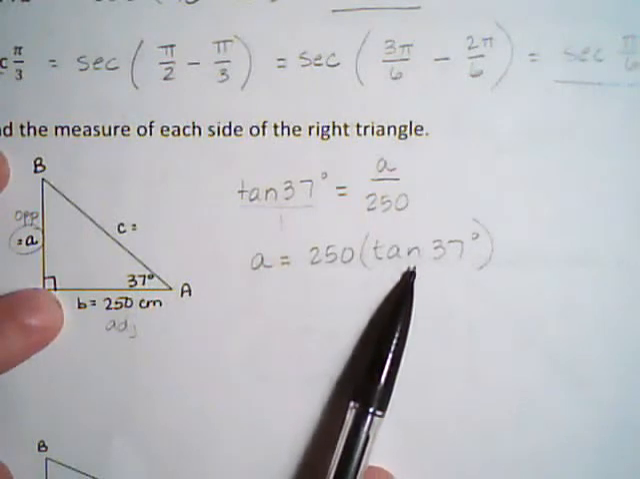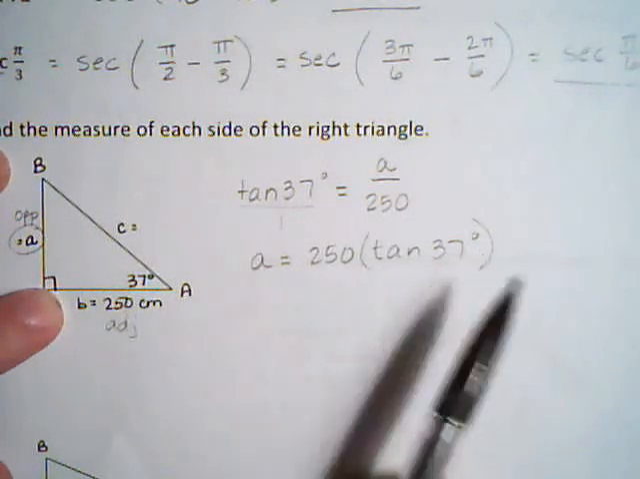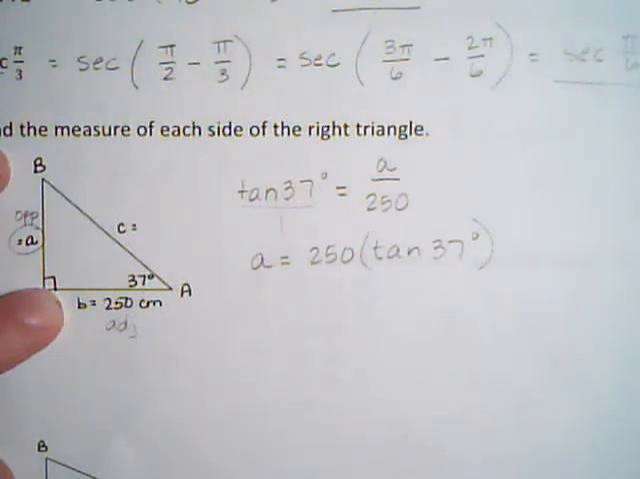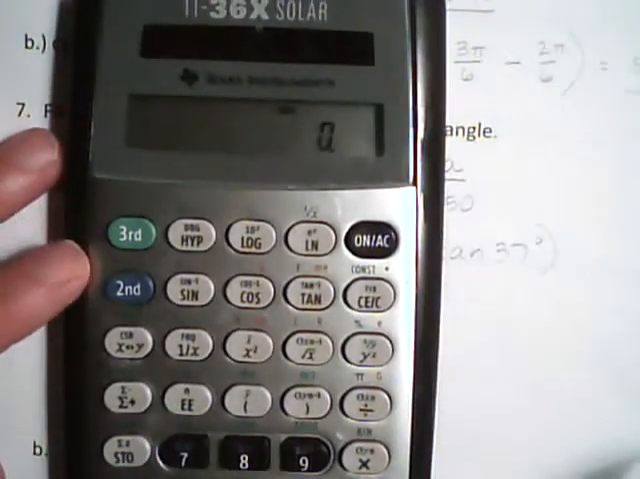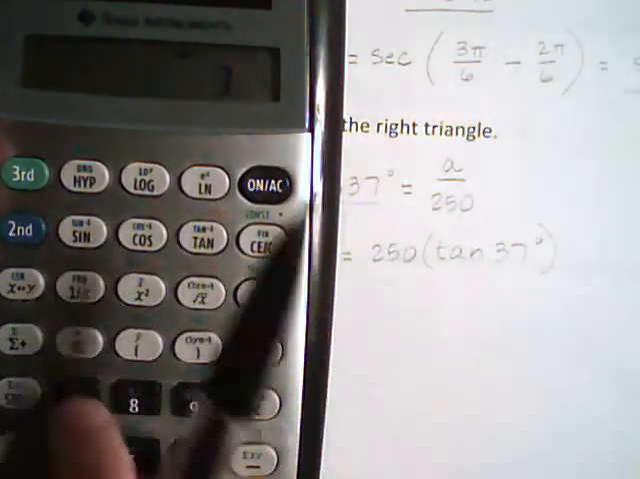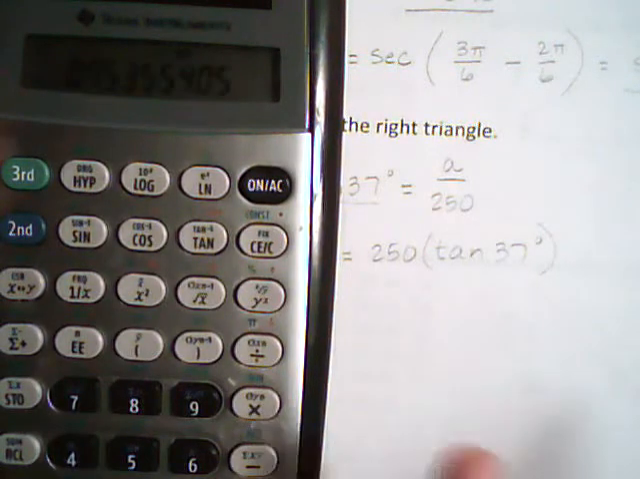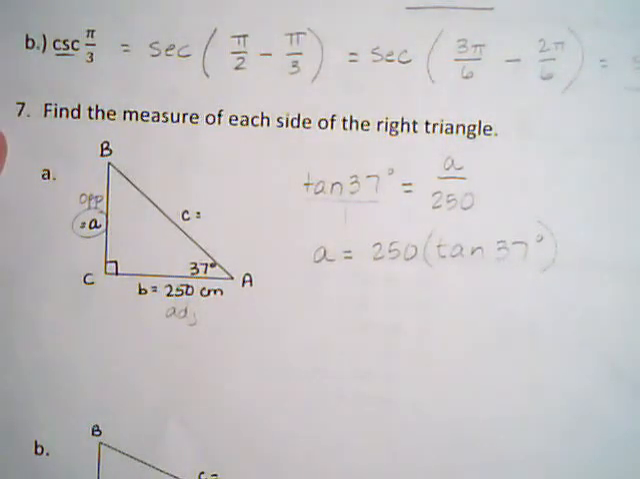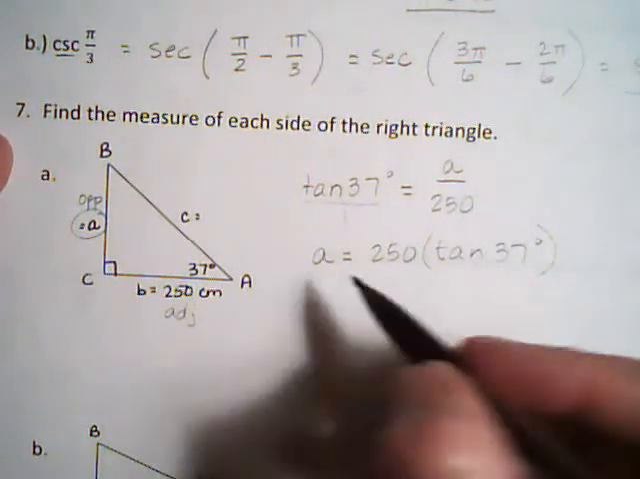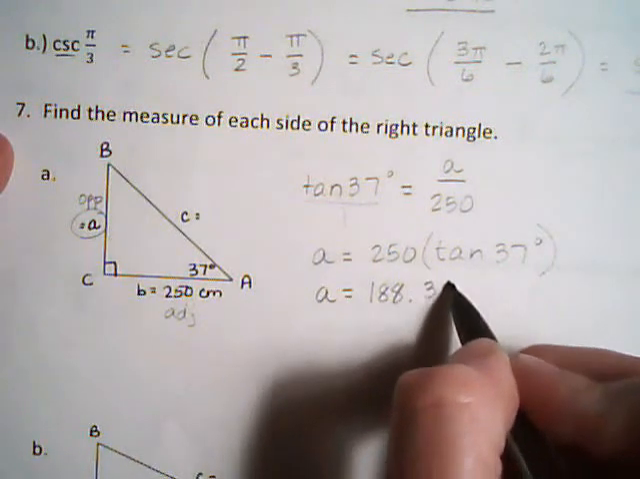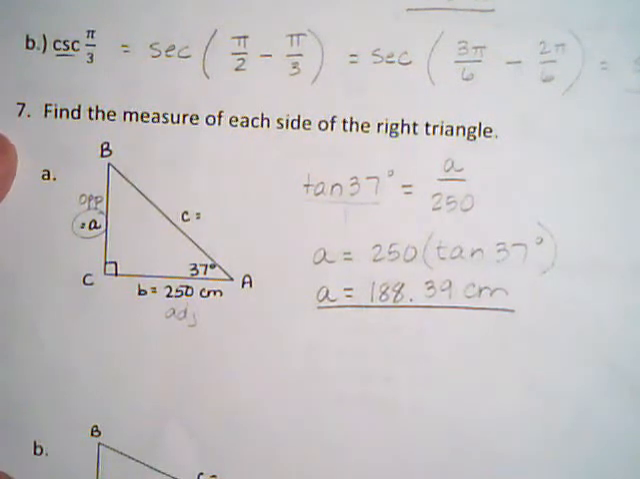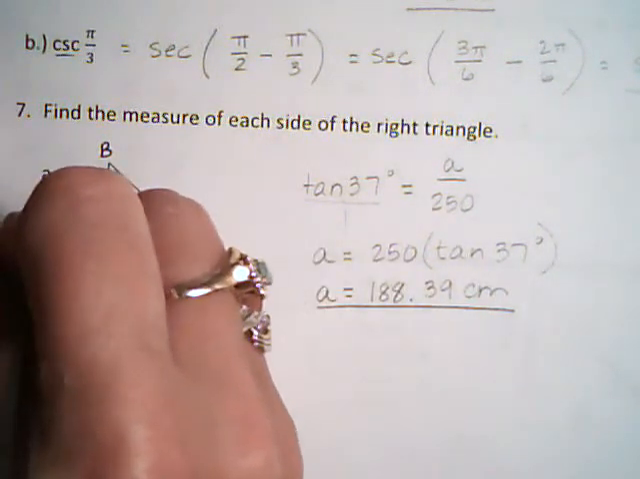You'll go to your calculator, make sure it's in degree mode, because it could have been in radians from the previous chapter. Depending on your calculator, I would type in 37 tangent, keep it in the calculator, and then times 250. And so I get 188.3885. We're going to keep this to 2 decimal places. It will tell you on the homework how many decimal places they want you to keep. 188.39 centimeters. Okay, so that gives you the length of A.